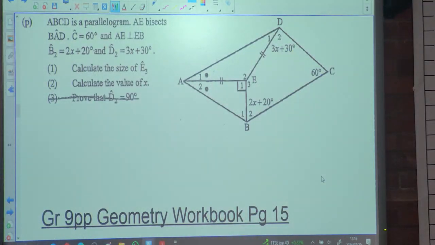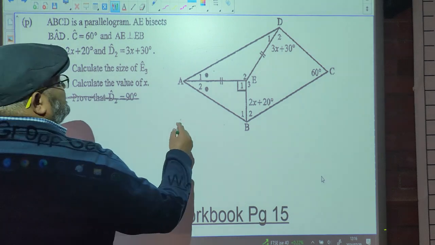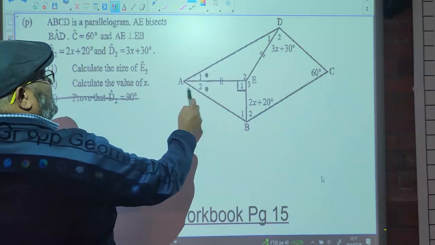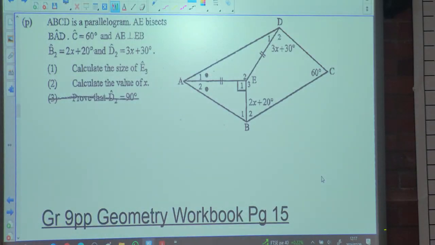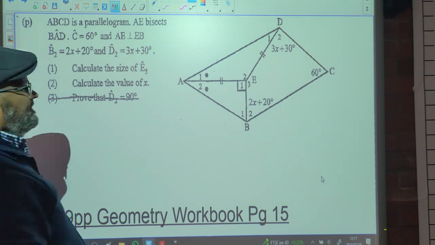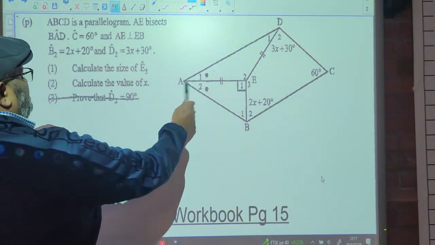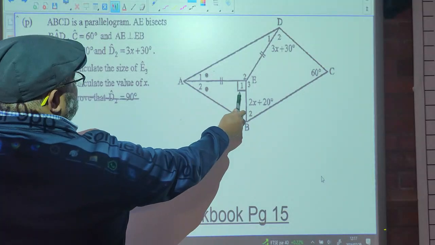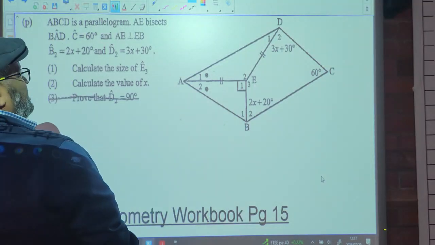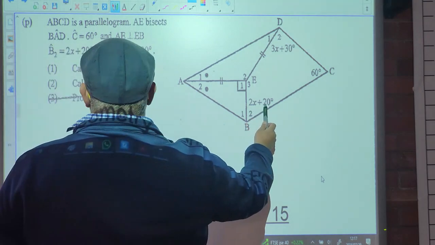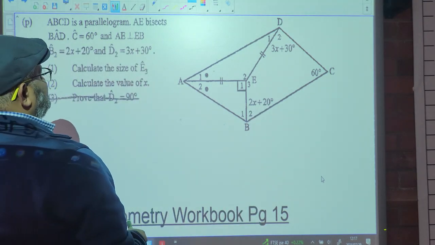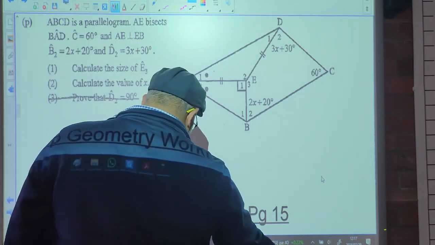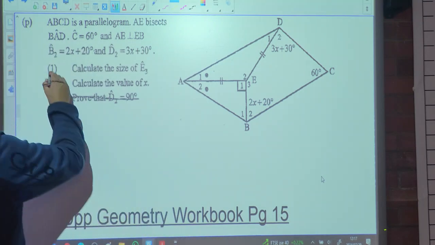And then we are told that AE bisects angle DAB. So what happens? Bisect, so A1 is equal to A2. Angle C is 60, as we indicated. Then we are told that AE is perpendicular to EB, so there's 90 degrees there. Then we are told that B2 is 2x plus 20 and angle D2 is 3x plus 30. Calculate the size of E3.